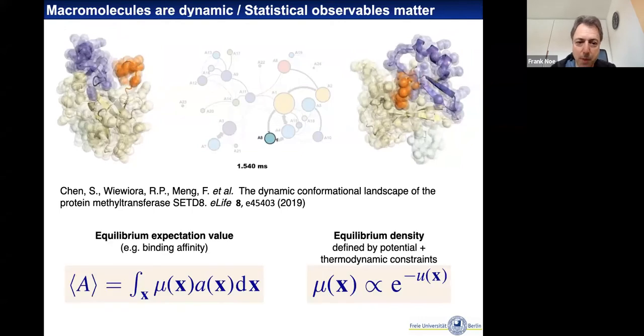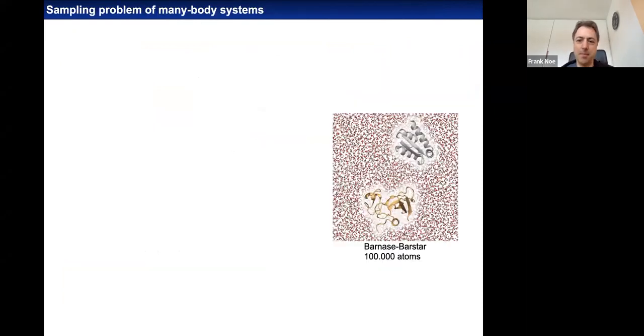Generally, what we would want to compute is averages over such an ensemble, such as an equilibrium expectation value, which is basically a weighted average where the weights are given by the equilibrium density that is being sampled at a given thermodynamic condition. And this is very hard, unfortunately.